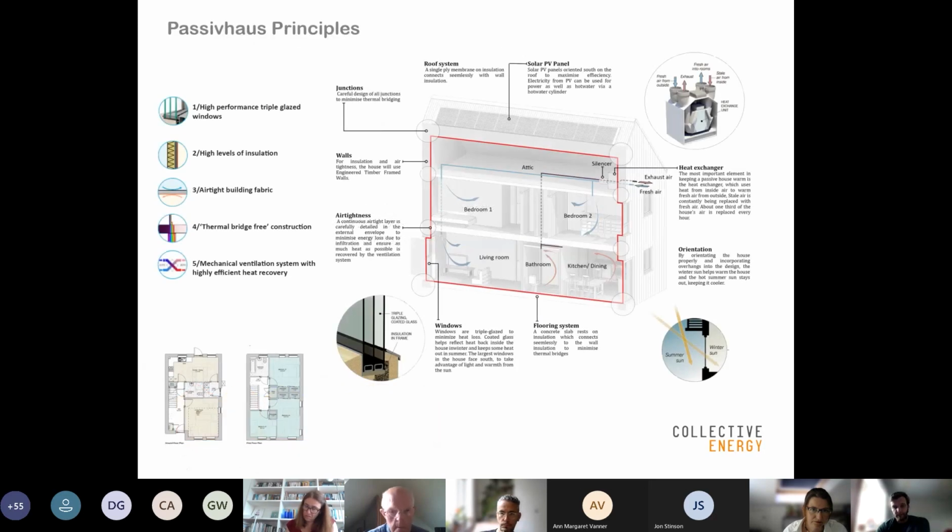Principles, I won't go into this in detail because Natasha's really covered it, but there are really five principles of Passive House, which are for Enerphit and the new build: glazing, insulation, air tightness, thermal bridge free construction, and mechanical ventilation with heat recovery.